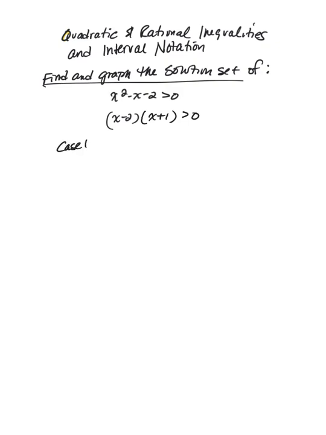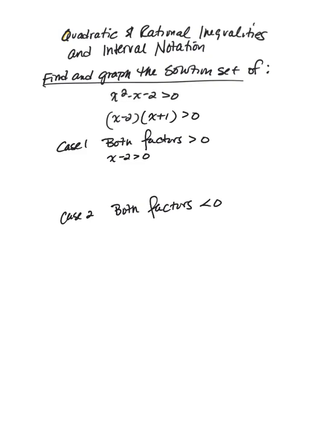Case 1, both factors are positive, individually. And then case 2 is both factors are negative individually. Okay, so if they're both positive, x minus 2 would be greater than 0. We're looking for the intersection, and x plus 1 is greater than 0. So where do these intersect?